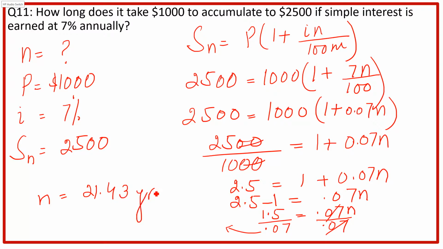So we will have 21.43 years. It means if we have 1,000 and we are going to invest at the interest rate of 7%, after 21.43 years, it will be 2,500. So this n is 21.43.